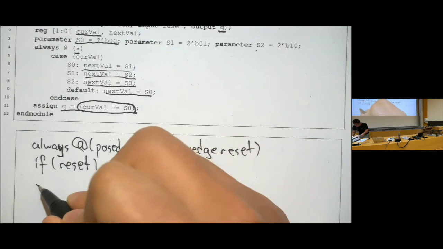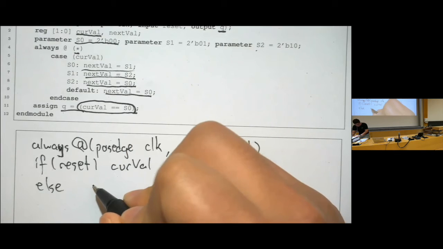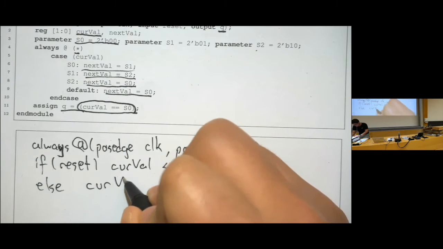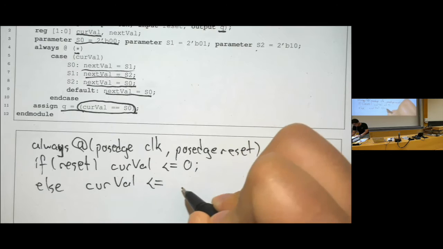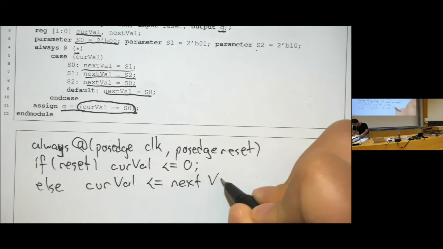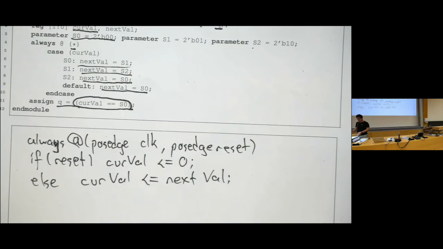And if it's not, we're going to assign the next value to current value. And what this does is it makes it a proper state machine.